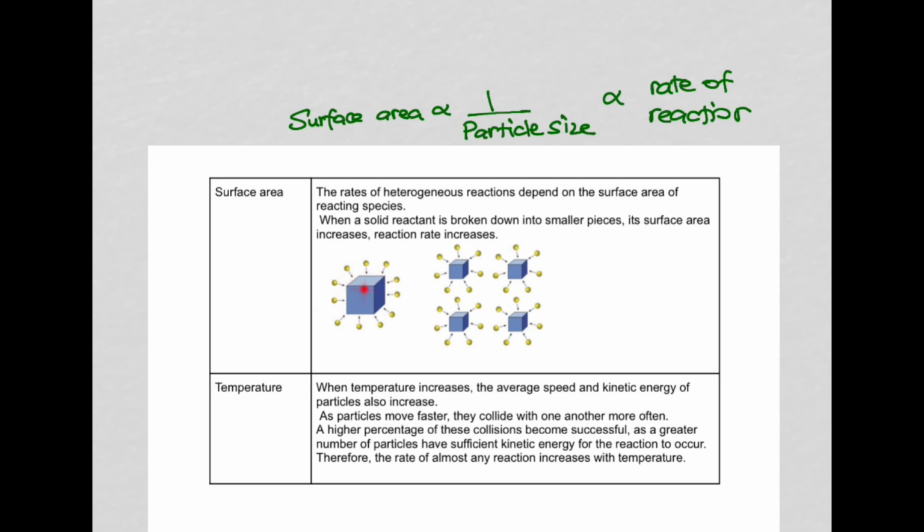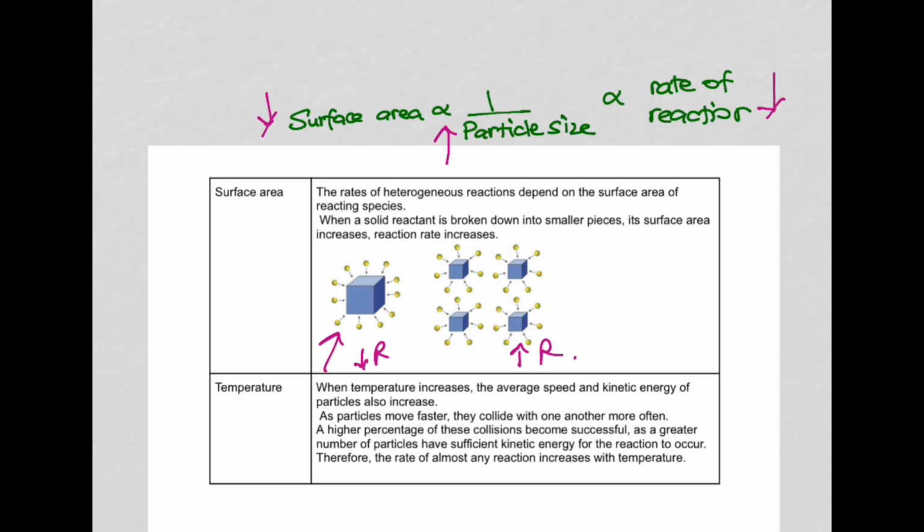So over here you have a big particle, so particle size is big here in this example, but surface area is small, and if surface area is small, then rate of reaction is less. So here you have lower rate, here you have higher rate.